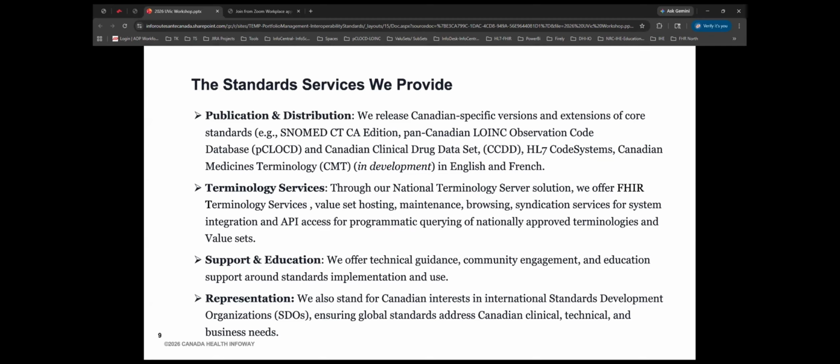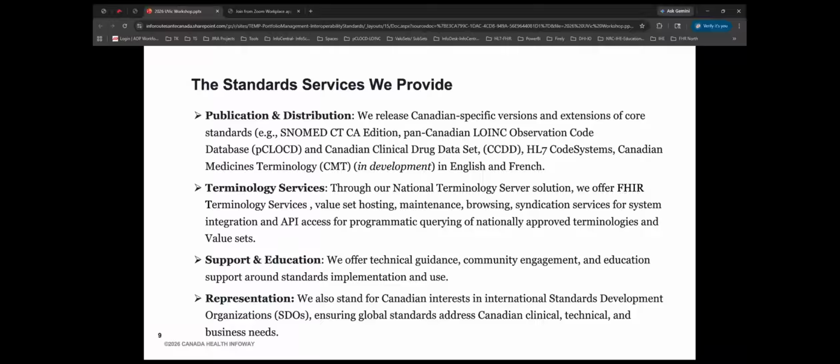Second is the terminology services. We operate a national terminology server, which is FHIR-based services and API. This essentially lets systems connect to one authoritative source instead of maintaining their own local copies of codes or value sets. And that is very important to make data exchange more predictable and reliable.